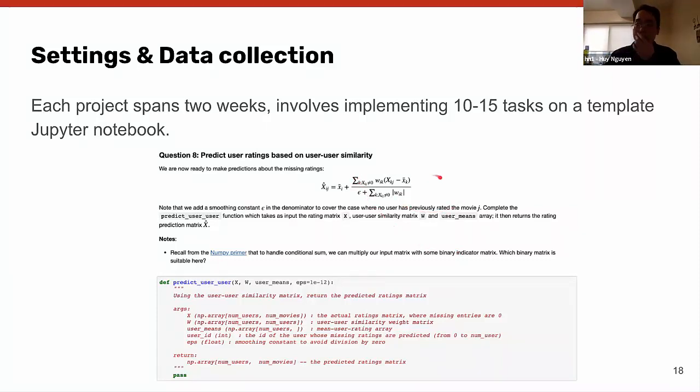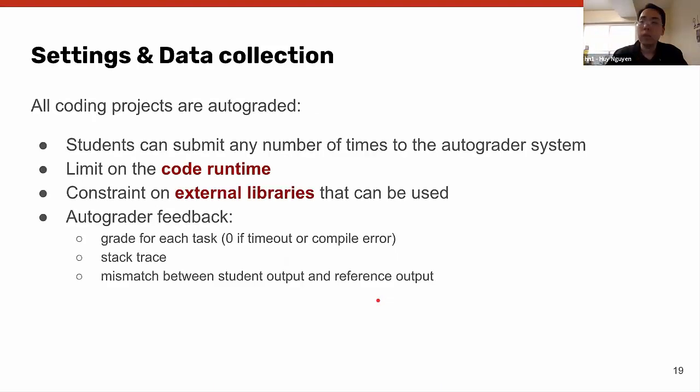Students are given the task description and a template function, which they need to fill in. We should also note that all the coding projects are auto-graded, so students can submit any number of times to an auto-graded system, but there is a limit on the code runtime as well as the external libraries that students are allowed to use in each project. After making a submission, the student can get the auto-graded feedback after a few minutes, which includes the grade for each task, the stack trace, and any mismatch between the student's output and the reference output.